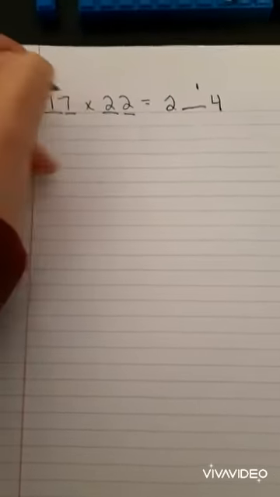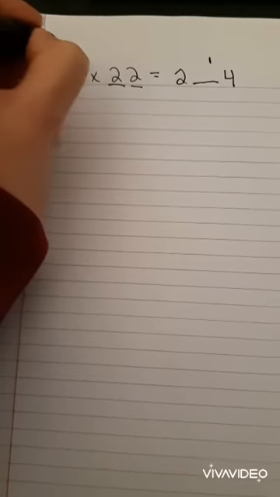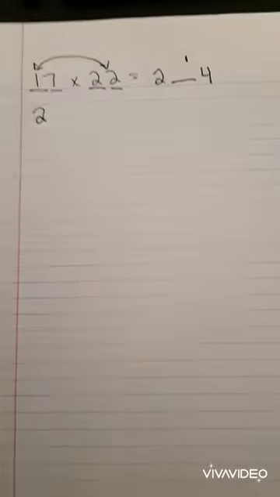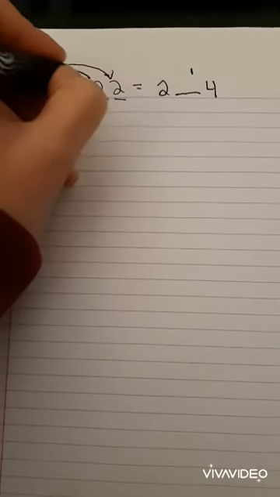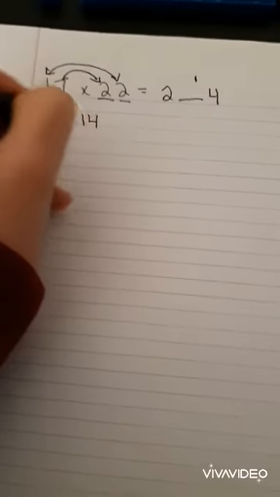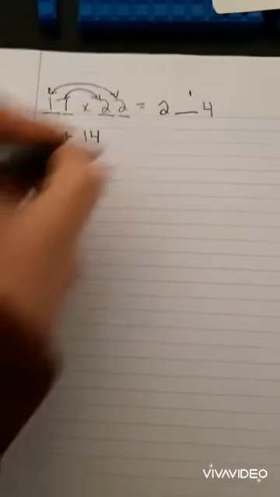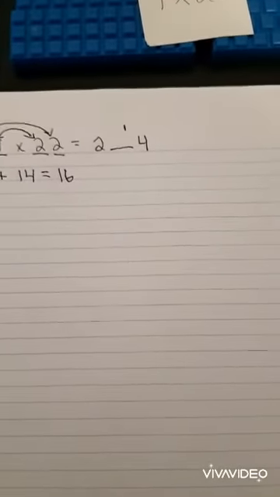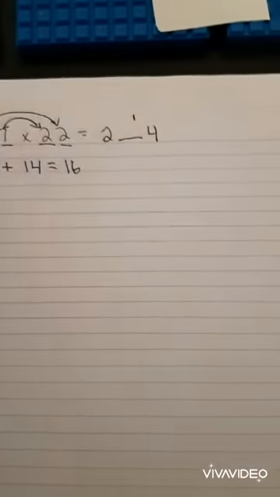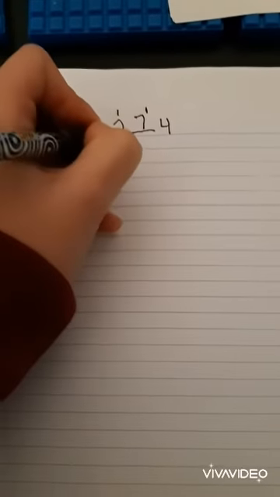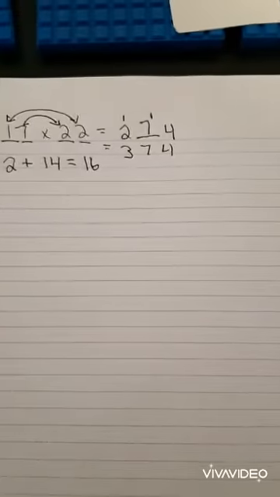And then for the last part, we're going to multiply the first and last digit of the numbers, which we get 2. And then the last and first of the numbers, and we'd get 14. And we're just going to add those two together to get 16. So we're going to add 16 to the middle, but there's a 1 there, so we're going to add that on to get 17. Carry the 1 over to get 374 as our answer.